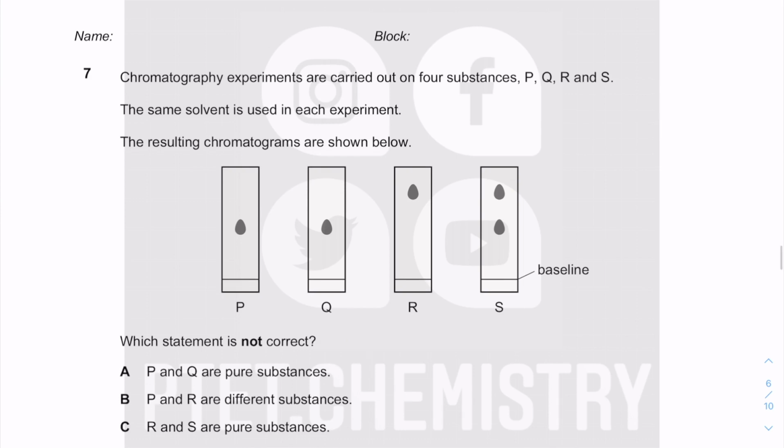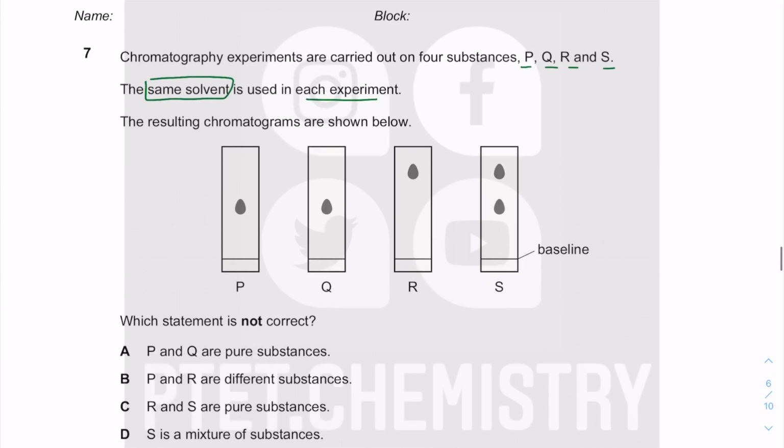Let's put it to practice with another question, question 7. Chromatography experiments are carried out on 4 substances, P, Q, R, and S. You use the same solvent in each experiment. Depending on the solubility of the different substances in each solvent, they are going to travel up the filter paper, the chromatogram, at different rates, and therefore they'll move different distances.